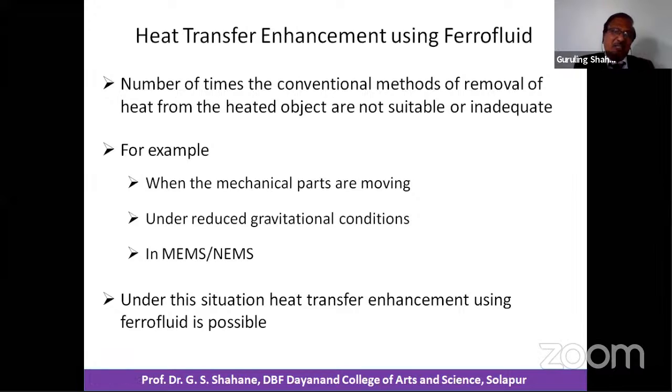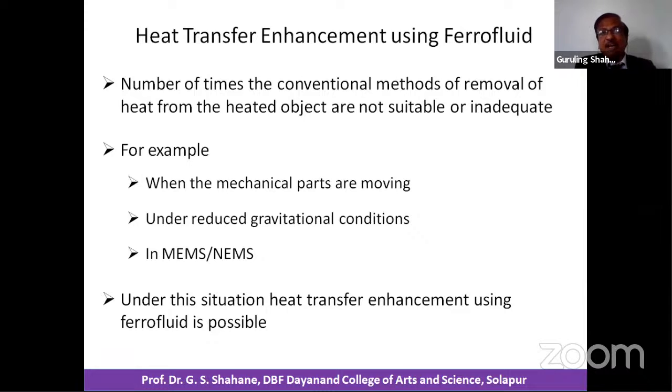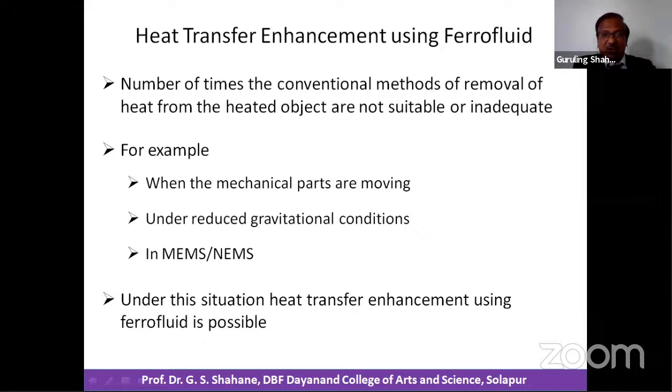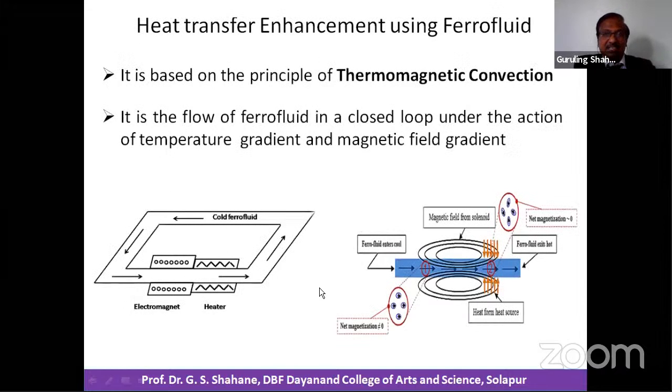In our laboratory, we have also synthesized temperature sensitive ferrofluid for enhancement of heat transfer. Many times the conventional methods of removal of heat from a hot object are either inadequate or not suitable. For example, if the mechanical parts are moving, or under reduced gravity conditions, or in MEMS, conventional methods of removal of heat or use of a heat sink are not suitable. In these situations, we can increase the heat transfer by using ferrofluids.